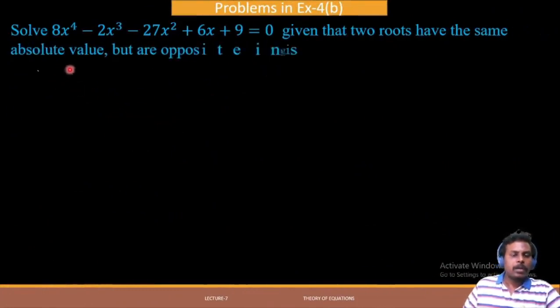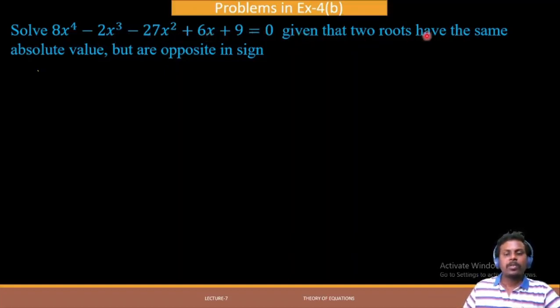Solve 8x power 4 minus 2x cube minus 27x square plus 6x plus 9 is equal to 0 given that two roots have the same absolute value but are opposite in sign. Hope you remember what is the meaning of opposite in sign. Okay, now let us solve this equation.